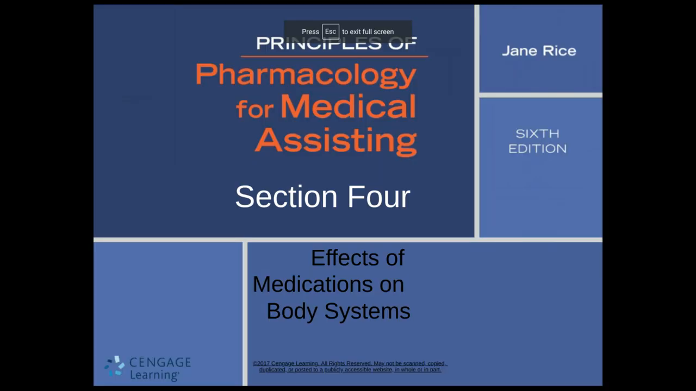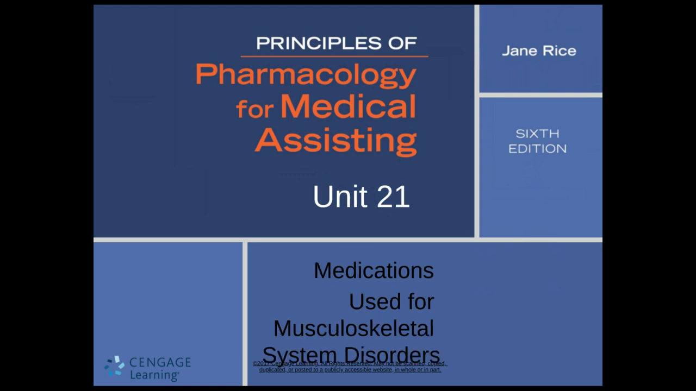Alrighty, guys. So we are going to be in section 4 of your pharmacology for medical assisting book, or principles of pharmacology, excuse me. So we're going to talk about the effects of medications on body systems. This is a really short little lecture. There will be an assignment at the end of it for you guys to do a couple of assignments. So if you need to, you can always go back to your pharmacology book and look at this chapter. It's in section 4 and it is chapter or unit 21.